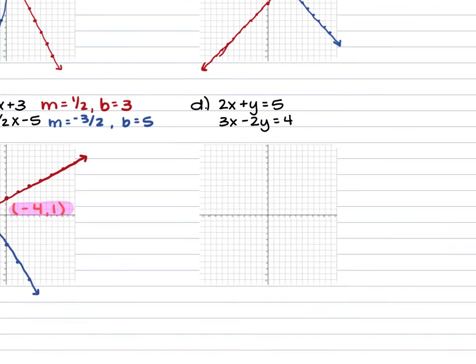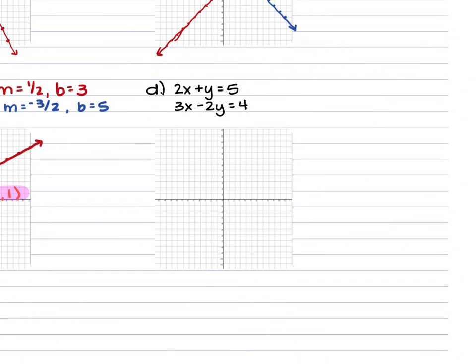For example D, we're given 2x plus y is equal to 5, and 3x minus 2y is equal to 4. Neither of these equations are in slope-intercept form, so the easiest way to graph them is to put them in slope-intercept form, identify your slope and your y-intercept, plot the y-intercept, and use your slope to get your next points. So for the first one, 2x plus y is equal to 5, I would just move the 2x over by subtracting it from each side, and I'd be left with y is equal to -2x plus 5.